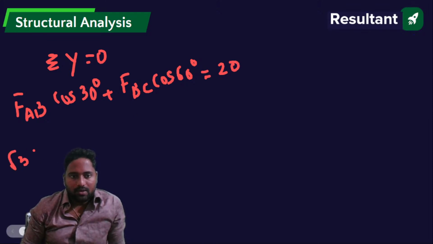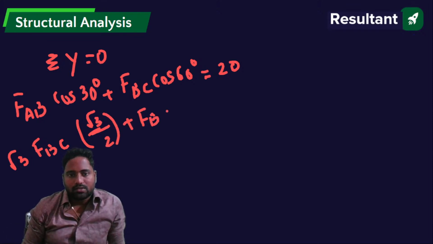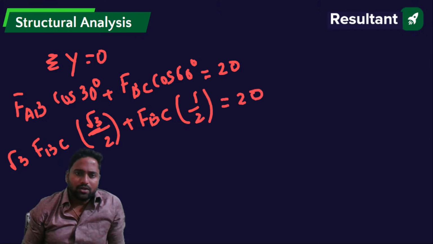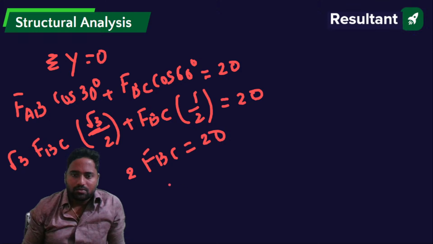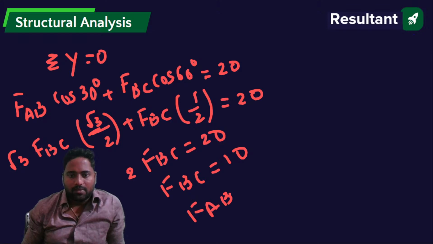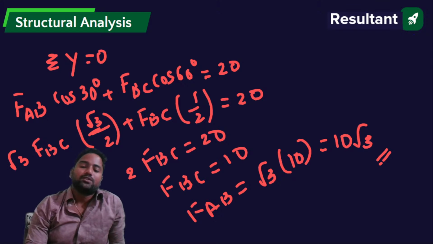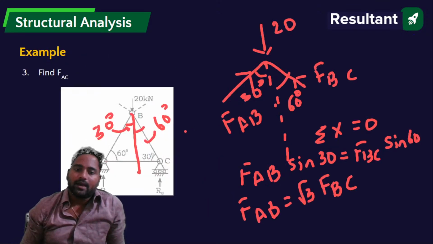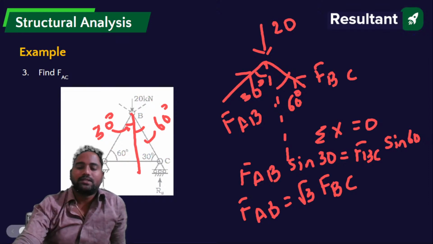FAB, you can write as root 3 FBC. Cos 30 is root 3 by 2, and cos 60 is 1 by 2. That equals 20. Root 3 into root 3 is 3, 3 plus 1 is 4, so 2 times FBC equals 20. You can write FBC equals 10. And FAB equals root 3 times FBC, that is root 3 into 10, which is 10 root 3 kilonewtons. So FAB is 10 root 3 kilonewtons, and FBC you got as 10 kilonewtons.